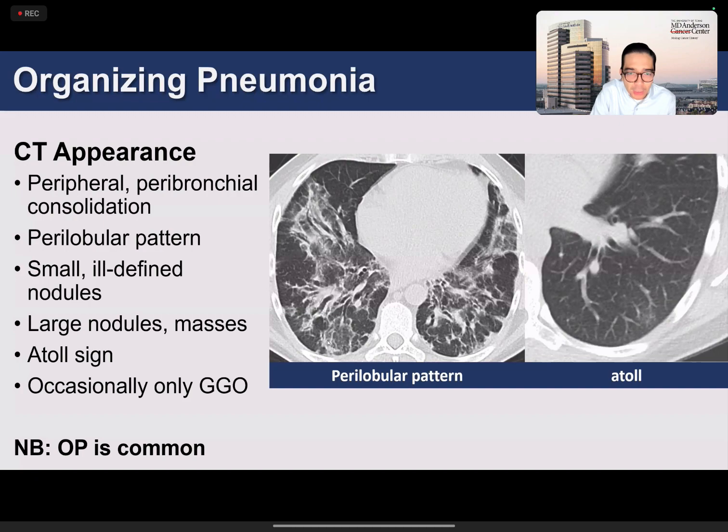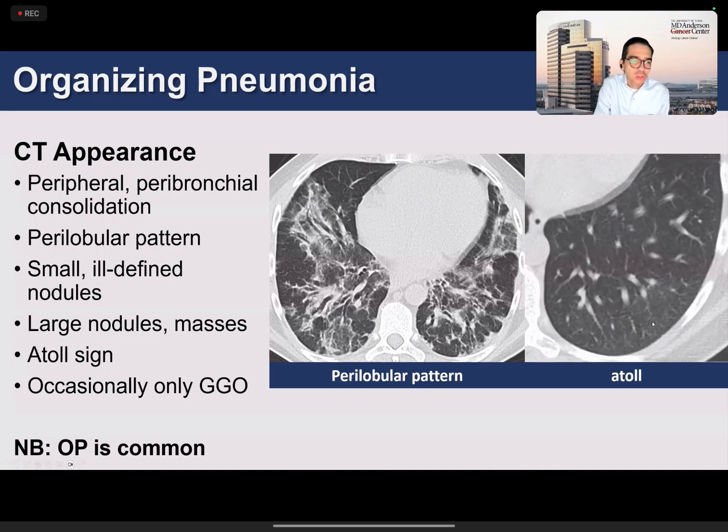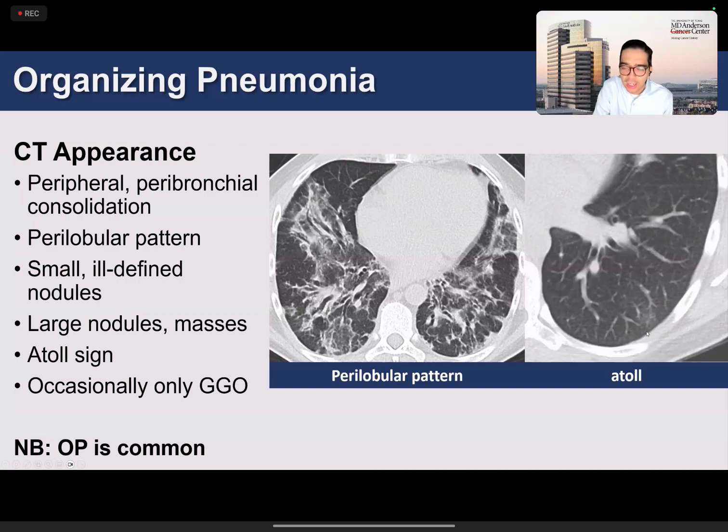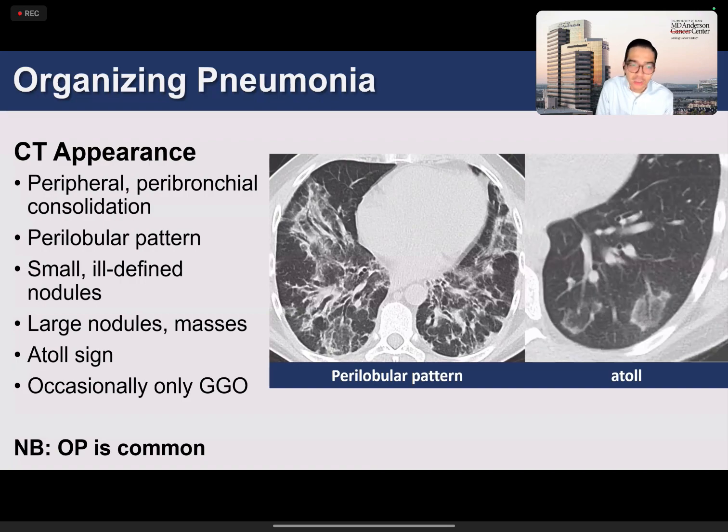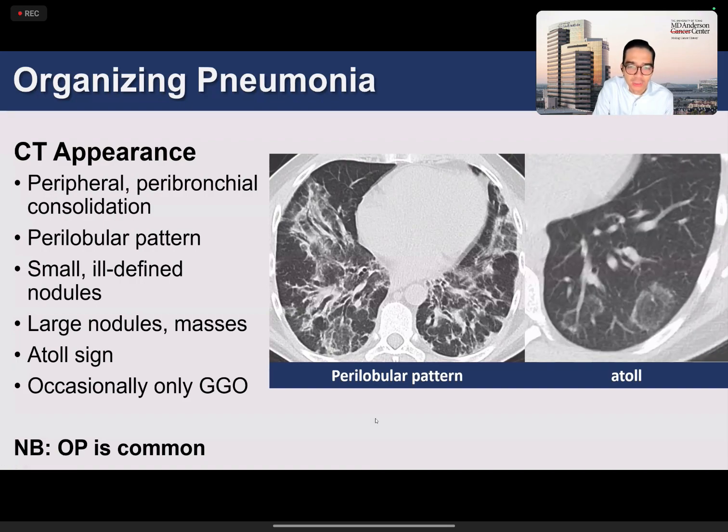And the CT appearance, the classic description is peripheral and peribronchial consolidation, but it can have multiple different appearances, like this perilobular pattern here, where you have thickening of the interlobular septa and kind of ground glass in the middle. You can also have small, ill-defined pulmonary nodules. You can have large nodules and masses, and you can have the atoll sign. So this is the atoll over here. The atoll is simply an area of consolidation at the periphery and ground glass opacity in the middle.